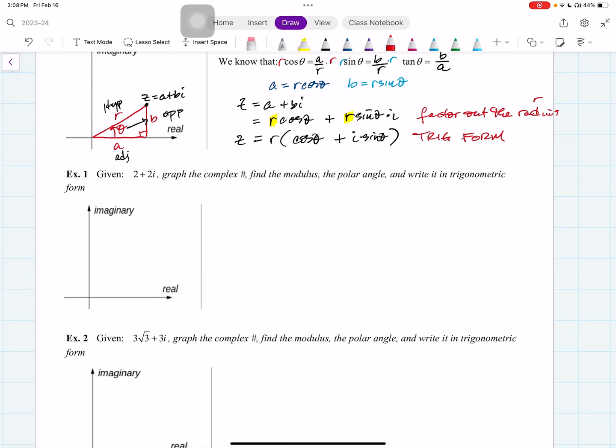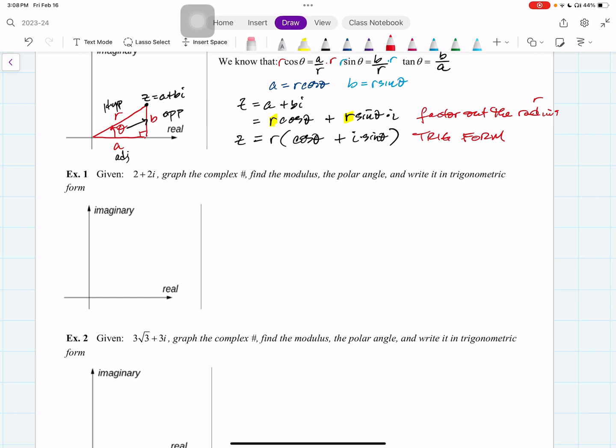All right, so I'm starting off with a very simple example here, 2 plus 2i. Our complex number is 2 plus 2i in quadrant 1. And what we want to do is find the modulus, the polar angle, and write it in trig form. All right, so let's do it.